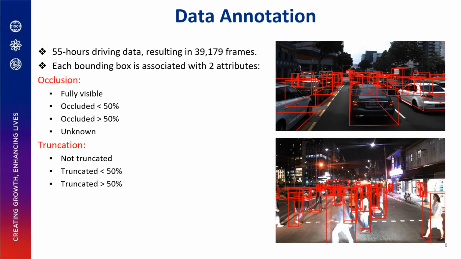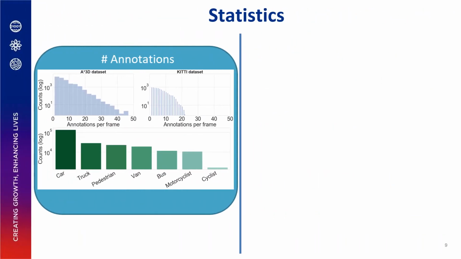So 55 hours worth of driving data was collected, which resulted in 39,000 annotated frames. We follow the same protocols as KITTI, and each bounding box comes with 2 additional attributes, occlusion and truncation. Occlusion here is either fully visible, minor occlusions, major occlusions, or unknown. Now I'll talk about some of the statistics of the data.